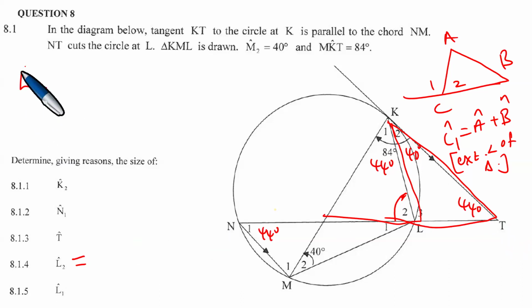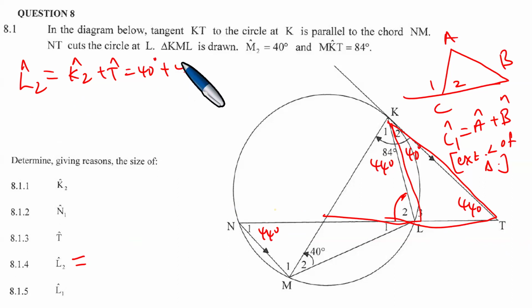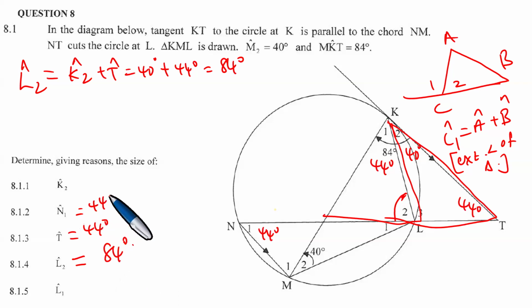So we say L2 is K2 plus T. K2 is 40. T is 44. And this is 84. So L2 is 84. T is 44. N1 is 44. K2 is 40.